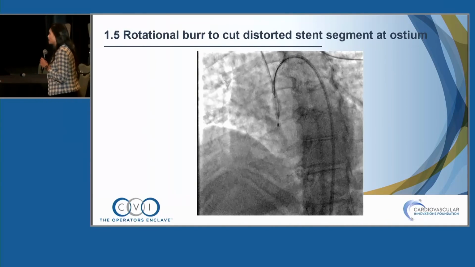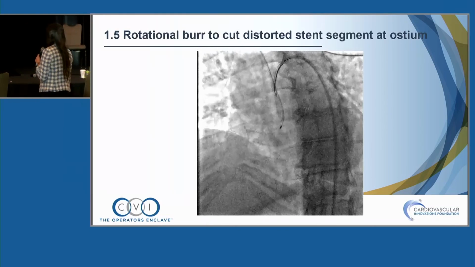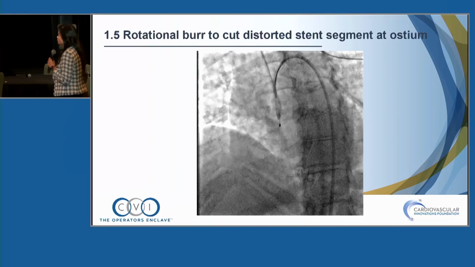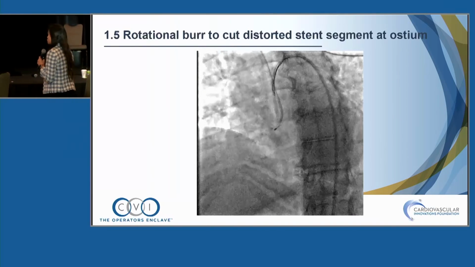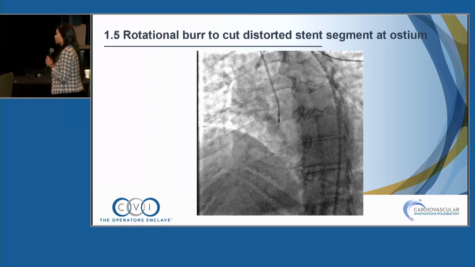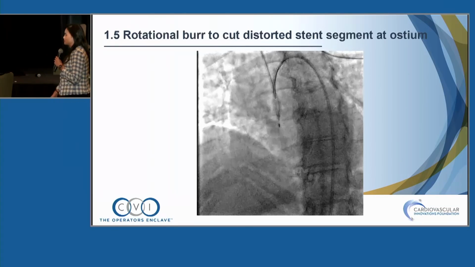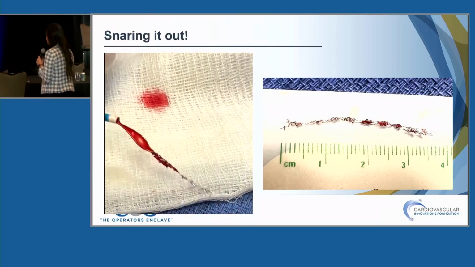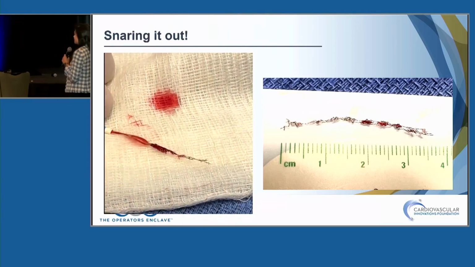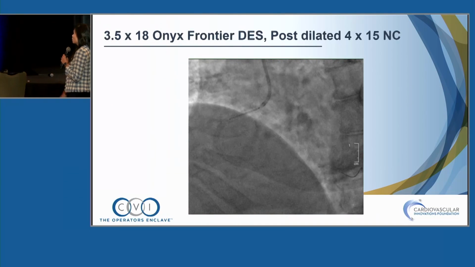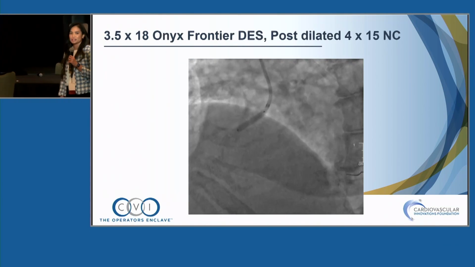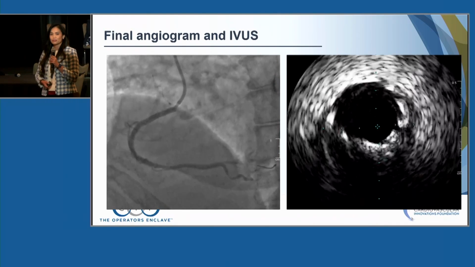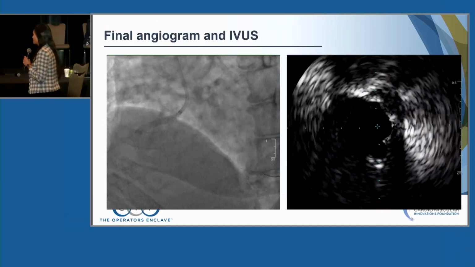So we took a 1.5 rotational burr to cut the distorted stent segment at the ostium, initially in a coaxial direction, which did not work, so we removed the guide catheter just a little bit for a superior direction, which then cut the distorted stent segment, allowing it to be pulled into the MP1 sheath. We carefully removed the MP1 guide from the body, revealing the distended stent segment on the snare, as you can see here. We finished with a 3.5 by 18 drug-eluting stent at the ostium and post-dilated with a 4 by 15 non-compliant balloon. Here's our final angiogram and IVUS images with acceptable results.